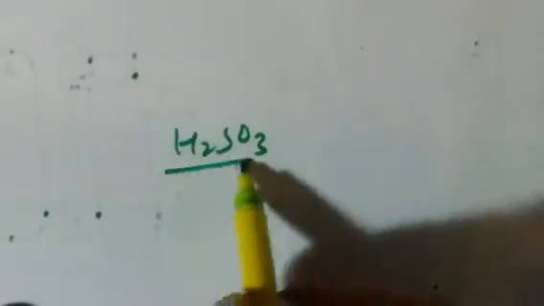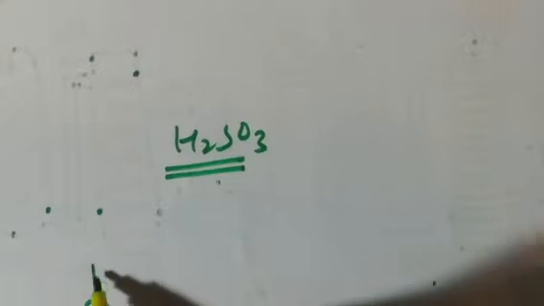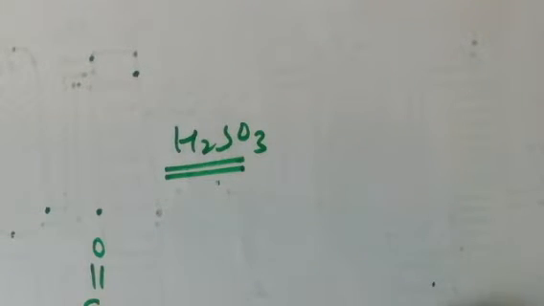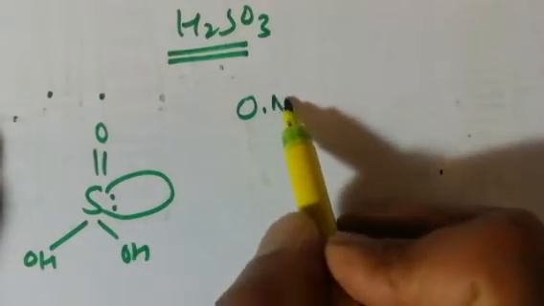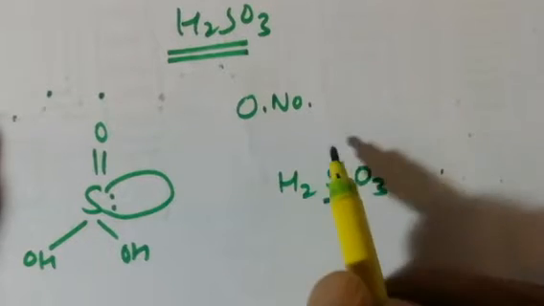Let's take the example of H2SO3. Suppose the question is: draw the structure of this. The structure is simple: there is oxygen, OH, OH, then the lone pair on sulfur. This is the structure of H2SO3. Now the question comes: what is the oxidation number? You know very well how to calculate oxidation number.